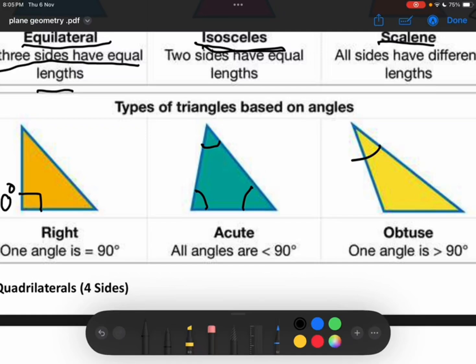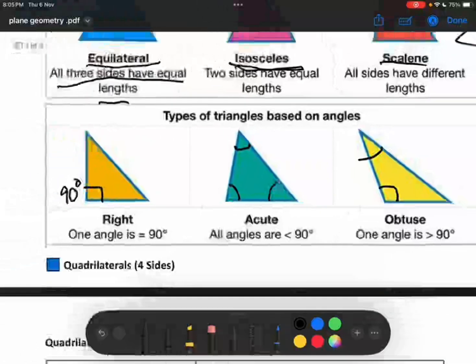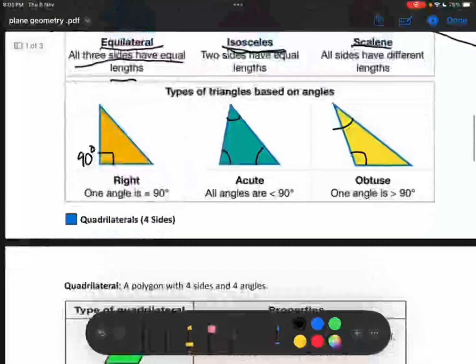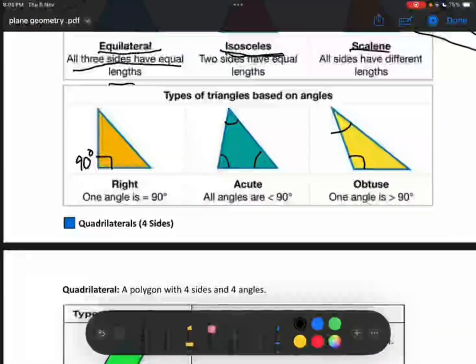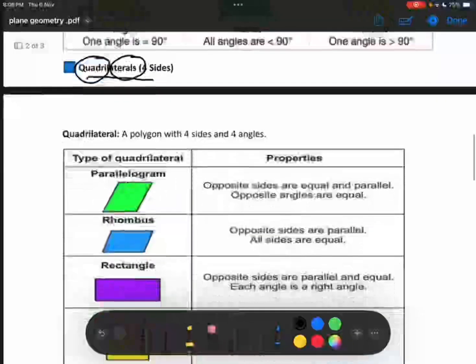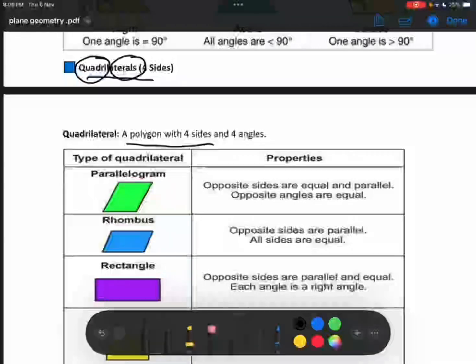And if in the triangle one angle is obtuse, more than 90 degrees, we will say the triangle is an obtuse triangle. After triangle, next polygon is quadrilaterals. Quadrilateral means quad means 4, lateral means sides. So a shape having 4 sides, or a closed shape with 4 sides. A polygon with 4 sides and 4 angles.